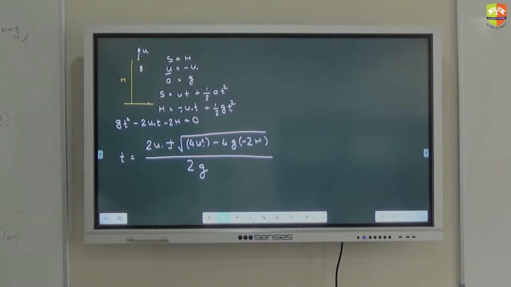In the last second, it travels a distance of 9h by 25. Find out h. A ball is dropped from a height h. In the last second, it travels a distance of 9h by 25. Find height h.